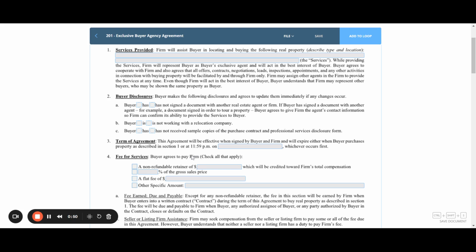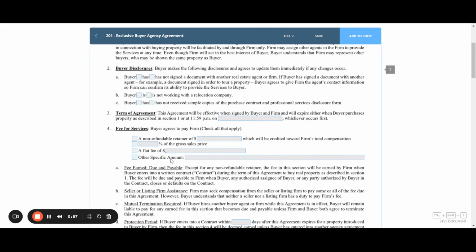So first we have these buyer disclosures and the term of the agreement. All of this is the same as what we've had in the past. Fee for services, again, pretty much the same here. Just keep in mind you need to put a specific amount. So we cannot put ranges in the buyer agency agreement. It needs to be a specific dollar amount or a specific percentage. And if there is a non-refundable retainer fee, that is included in what you're charging here.